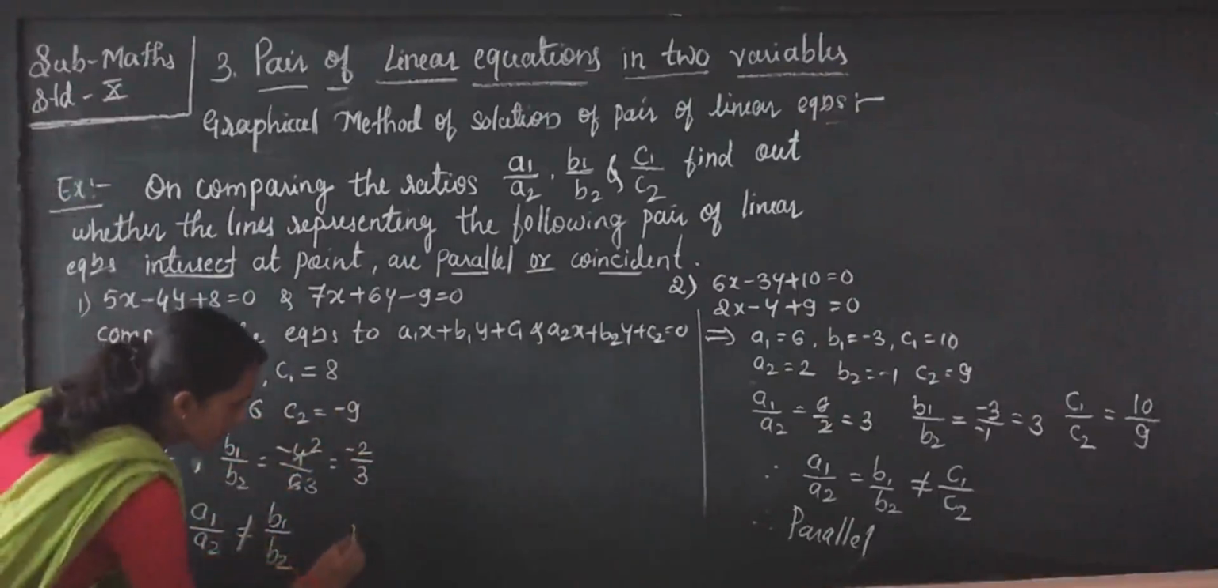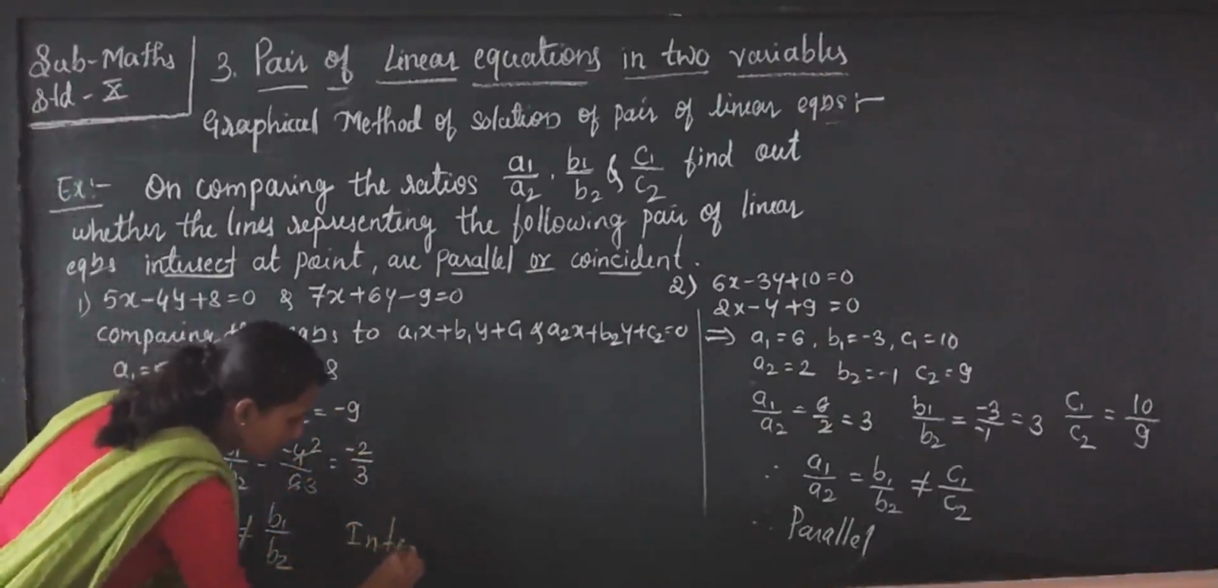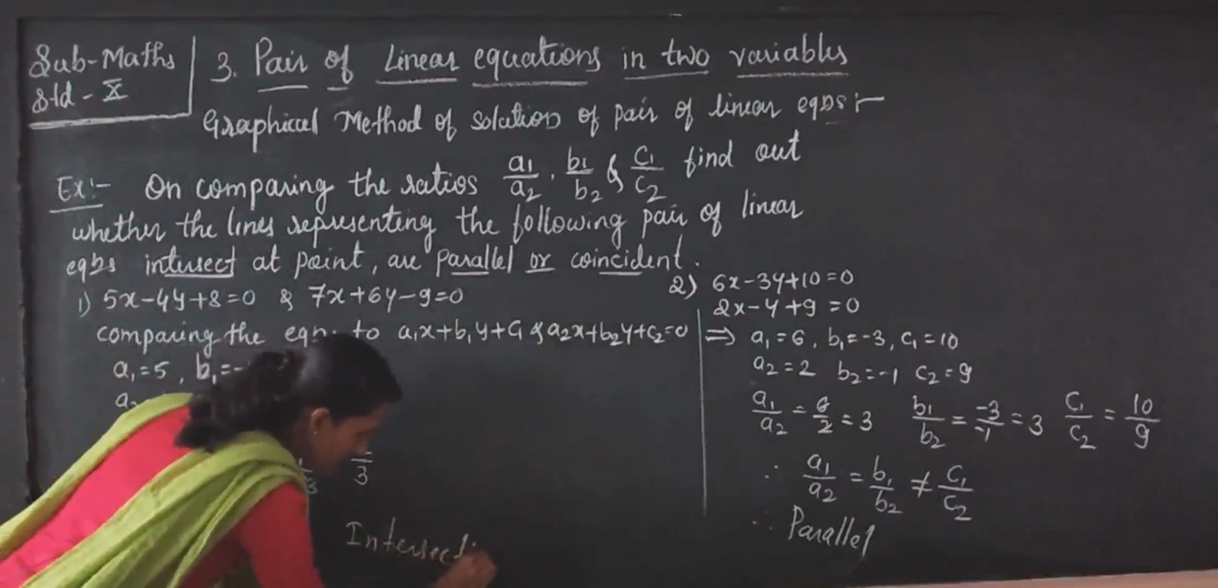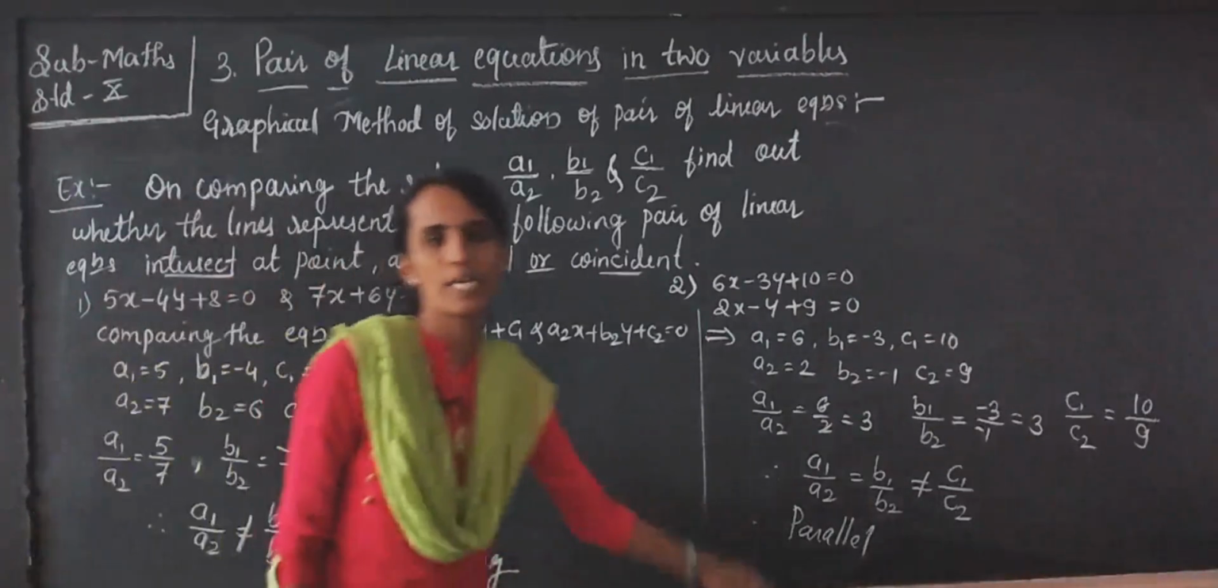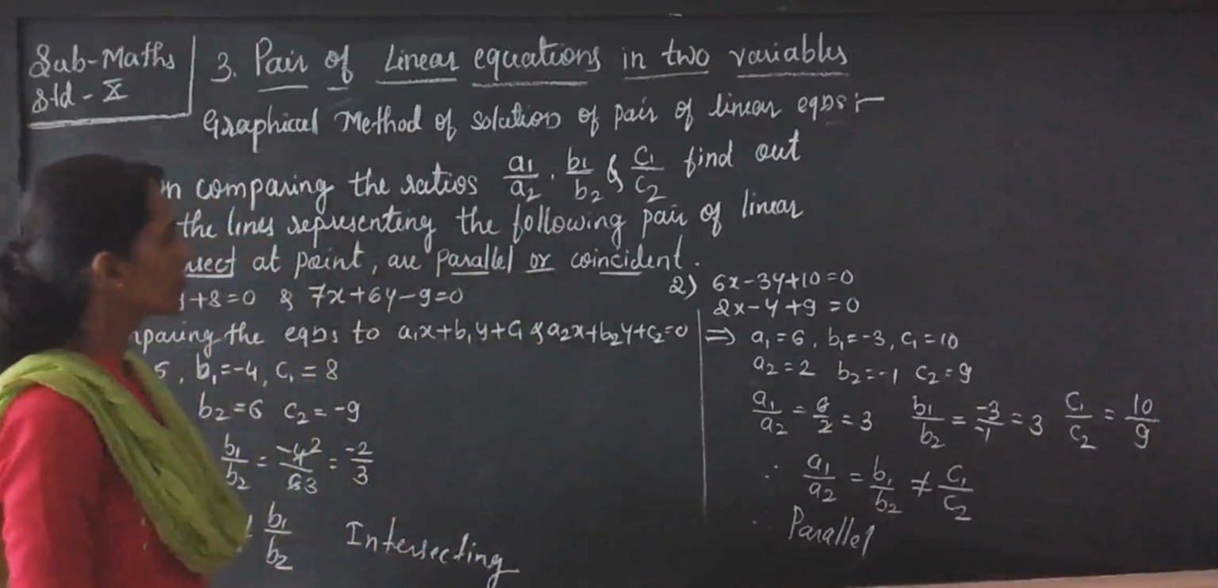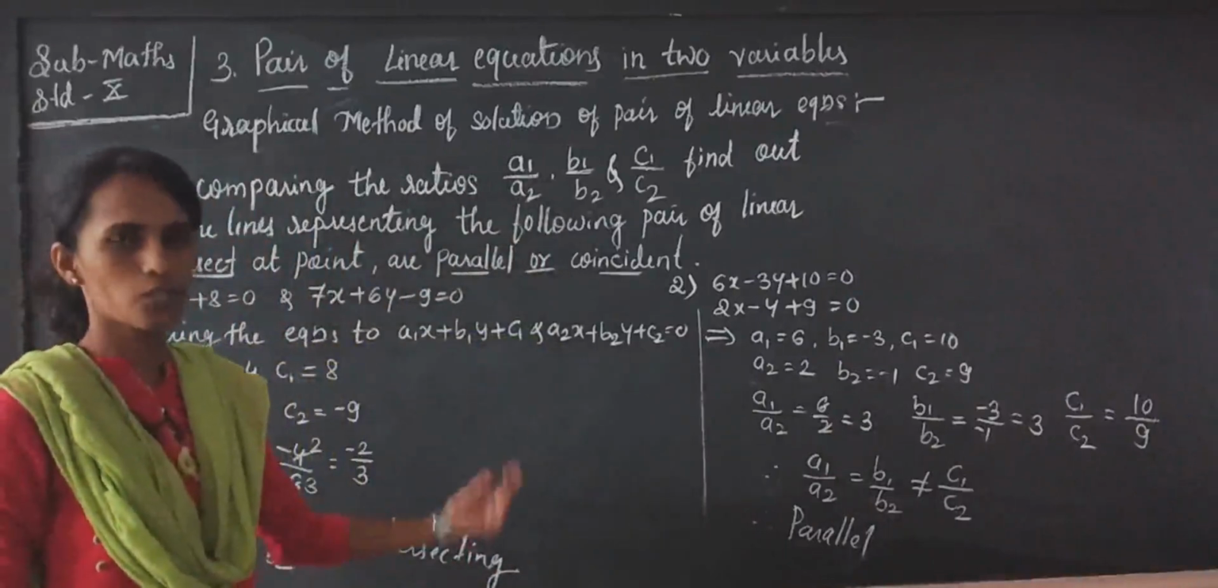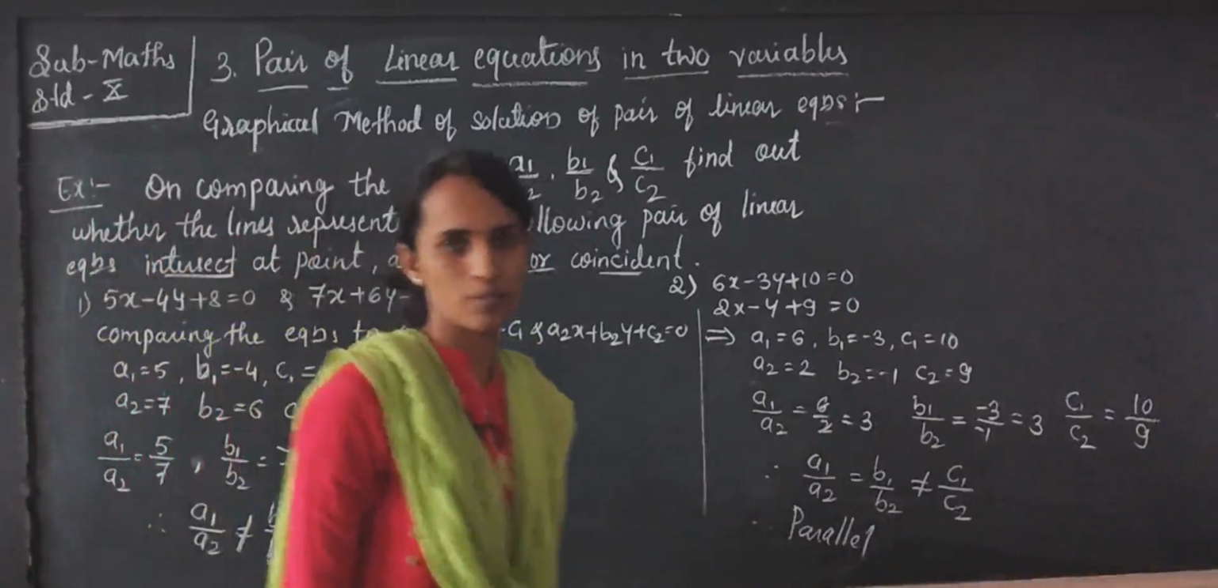Parallel here, intersecting here. So these are intersecting lines and these are parallel. Got it now? So these types of examples are there in the exercise. Try to solve those examples also.